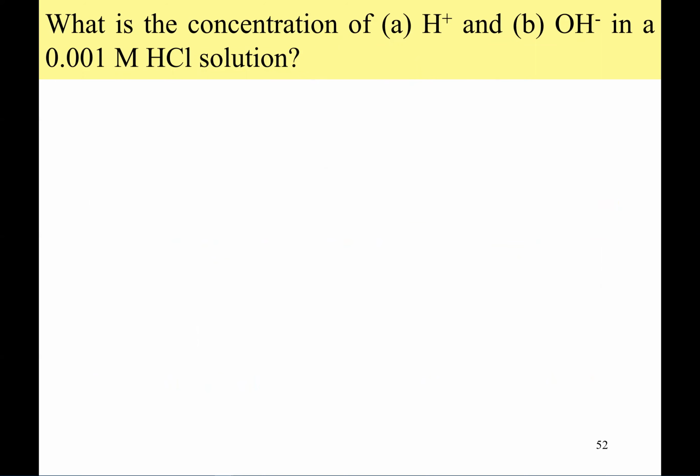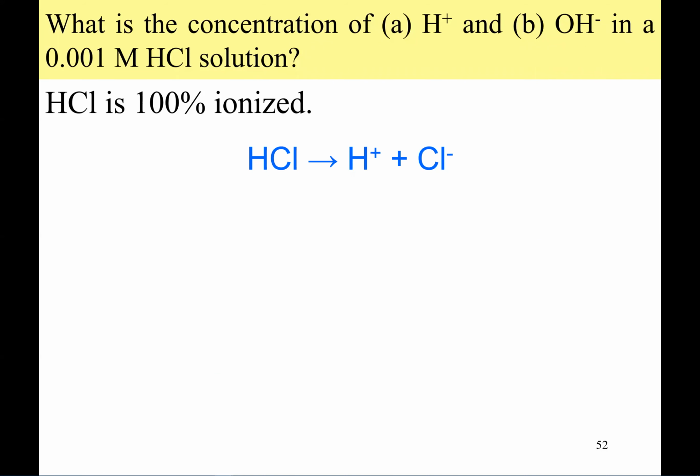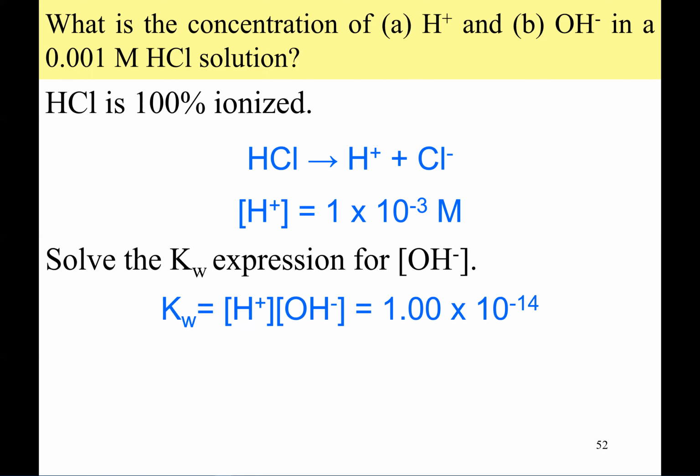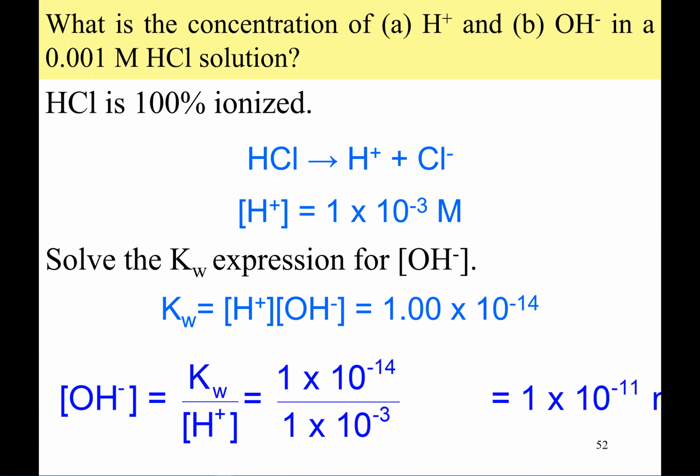What is the concentration of hydrogen ion and OH in a 0.001 molar solution? And this is related to what we did this week in lab. HCl is 100% ionized. So you plug the values in there. The hydrogen ion concentration is 1 times 10 to the minus 3. You solve it for OH. OH is equal to this, and you have 1 times 10 to the minus 11. And in this case, the pH is going to be equal to the negative log of that.